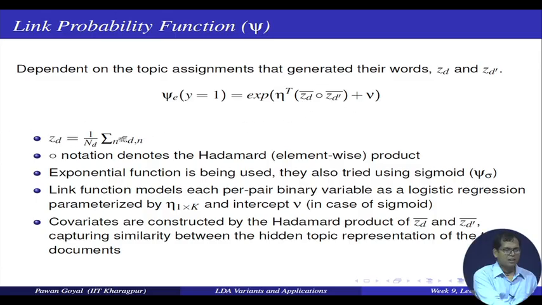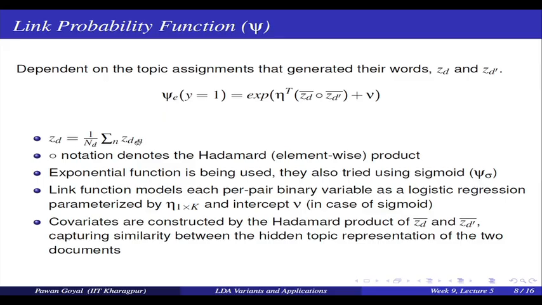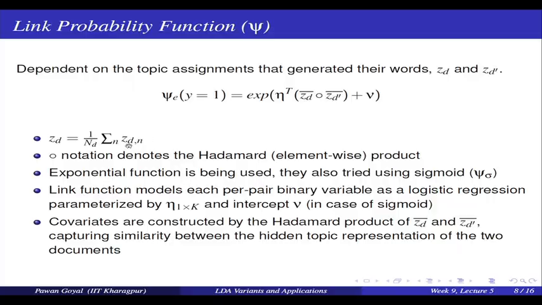So z_d is nothing but the topic probabilities in each document. Use it for the pair and get a Hadamard product, and plus a bias term gives you, okay, whether these two documents are likely to link or not, right? Eta transpose and this total thing. And in their paper they also use the sigmoid function apart from the exponential function. And the link function models each per-pair binary variable as a logistic regression, and this is parameterized by eta and nu. Okay.